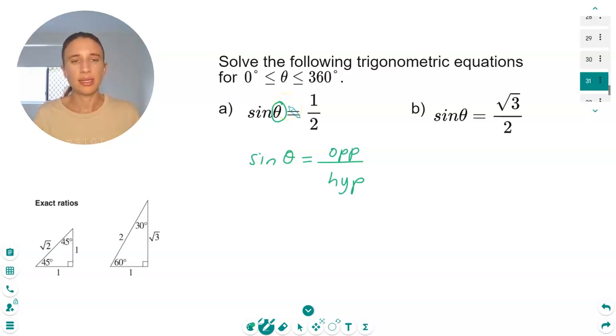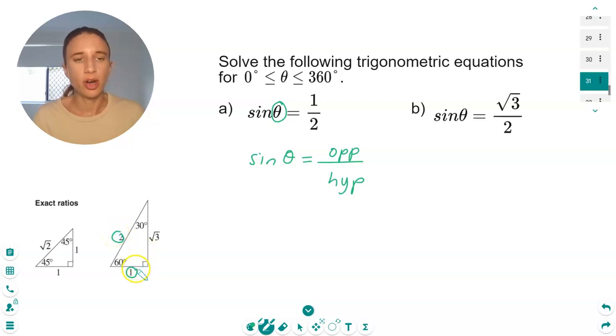And I realize that I have these magic triangles on my formula sheet. I can look at them and ask, what angle of theta would give me 1 over 2? So you've got to choose which triangle to look at. Which triangle has side lengths 1 and 2? Well, the second one.